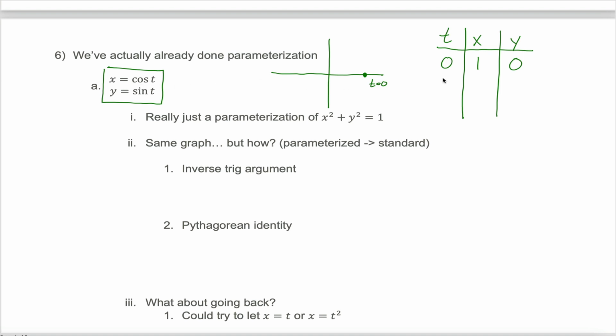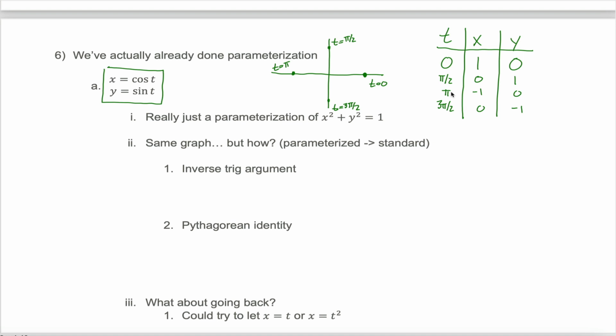So maybe it makes more sense to take time intervals like pi over 2 and pi and 3 pi over 2, for example. And if you figure out the corresponding x and y coordinates and plot those on our graph over here, we see that at time pi over 2, we're up here with an x coordinate of 0 and a y coordinate of 1. And at time pi, we're over here. And at time 3 pi over 2, we're down here.